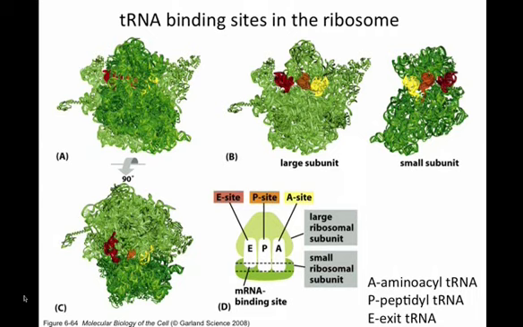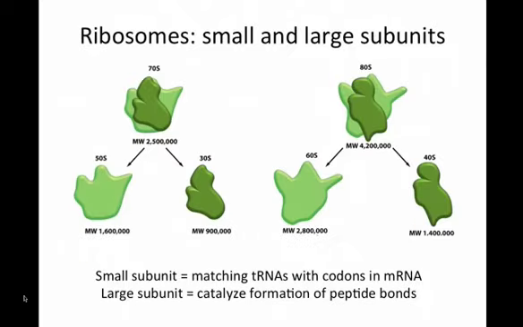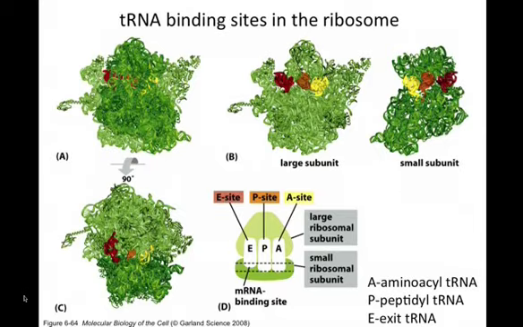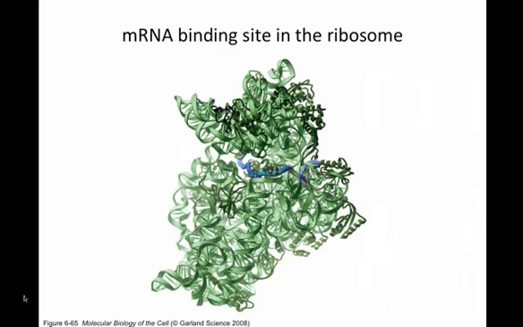The large subunit of the ribosome catalyzes the peptide bond formation. Yeah, that's true. So what did I say? Small subunit matches tRNAs with codons. Large subunit catalyzes formation of peptide bonds. And that makes sense if you look at it, right? What's happening down here is the interaction of your mRNA with your anticodon. And what's happening up here is where your polypeptide is. So we'll see. This is your mRNA binding site in the ribosome, but we're not going to worry about that.